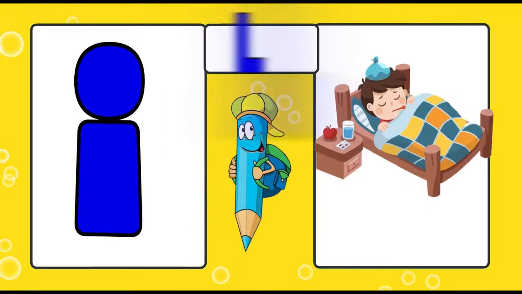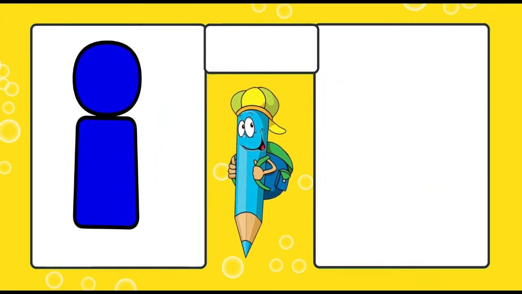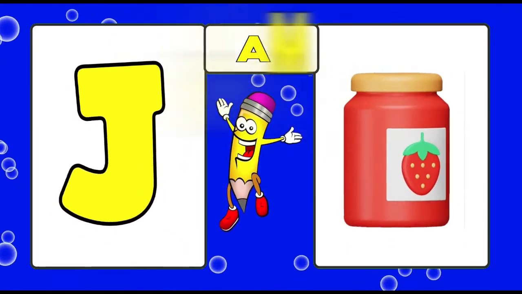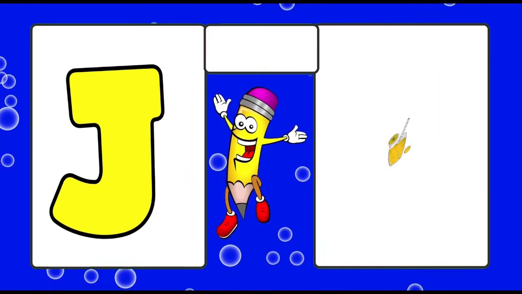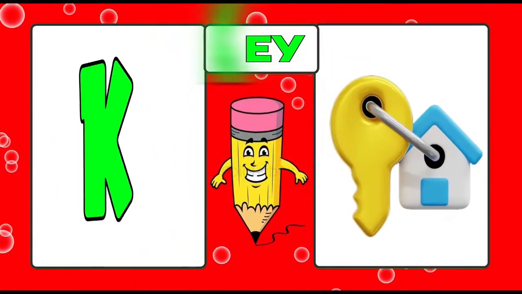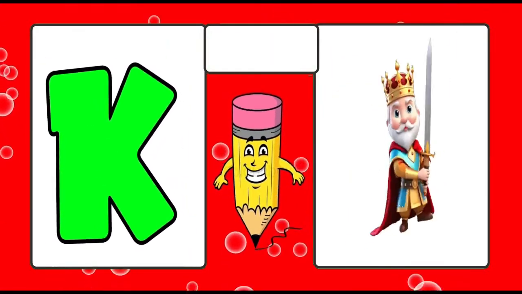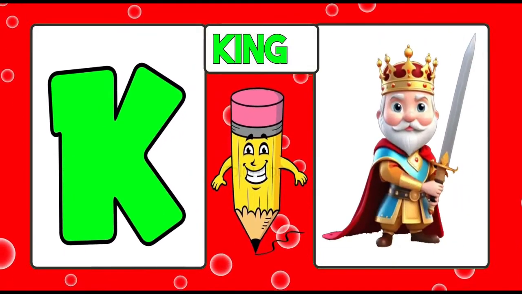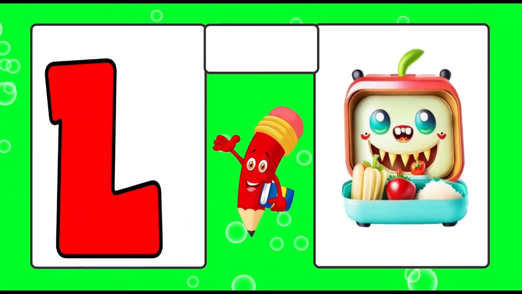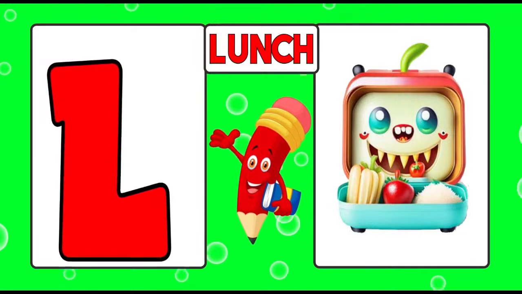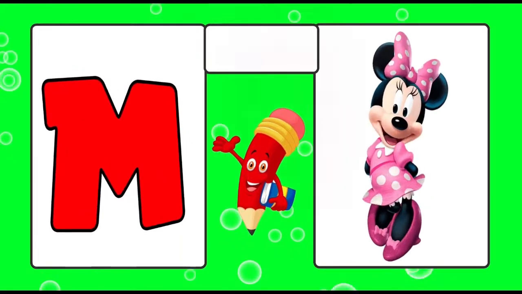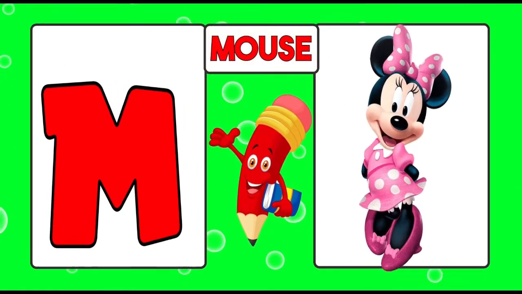I is for ill, ill. I is for insect, insect. J is for jam, jam. J is for juice, juice. K is for key, key. K is for king, king. L is for leaf, leaf. L is for lunch, lunch. M is for monkey, monkey. M is for mouse, mouse.